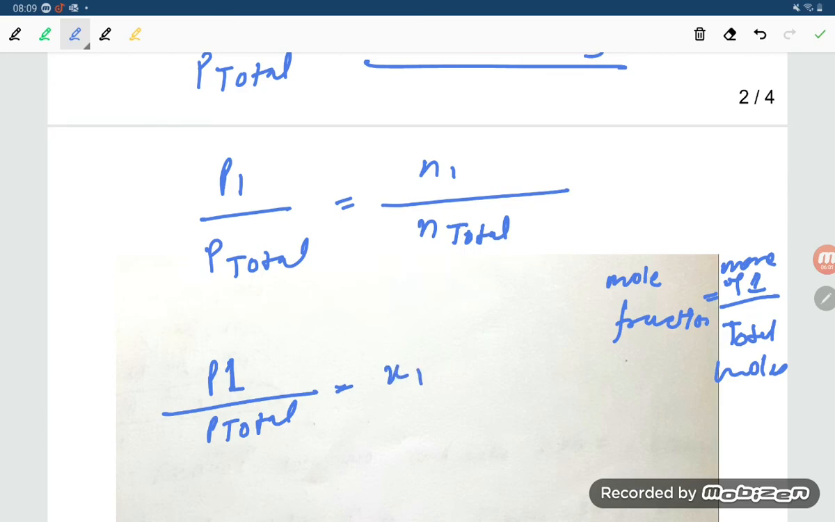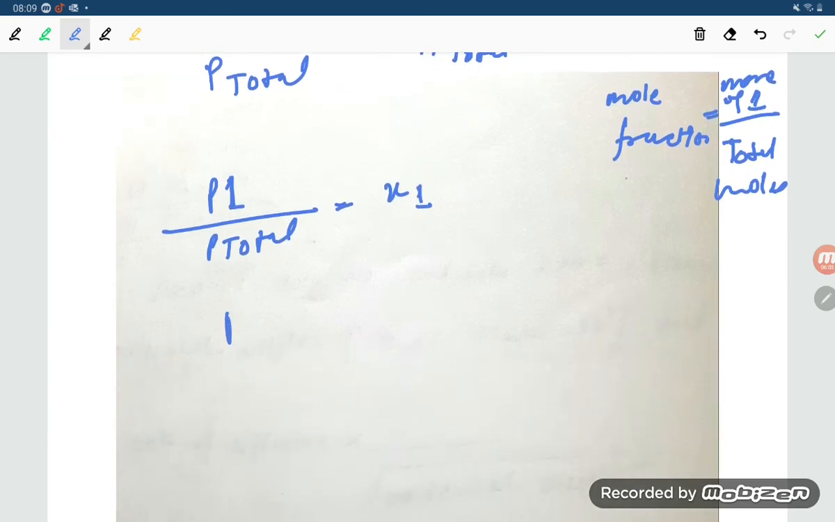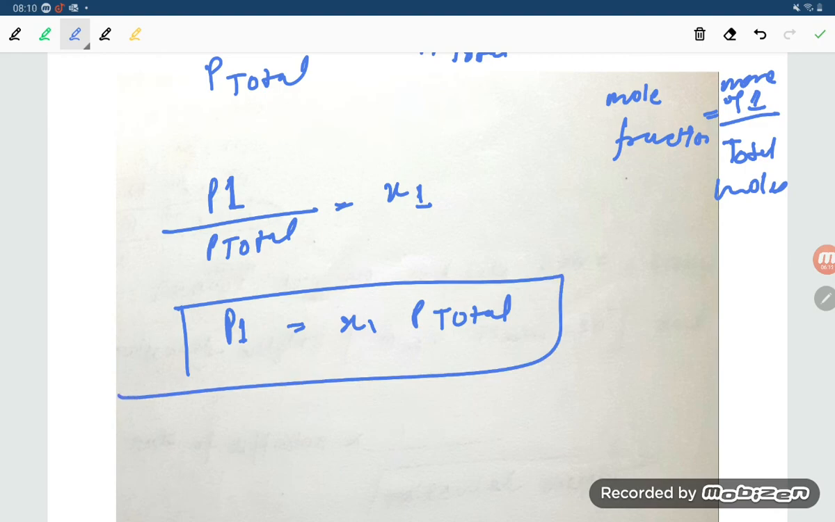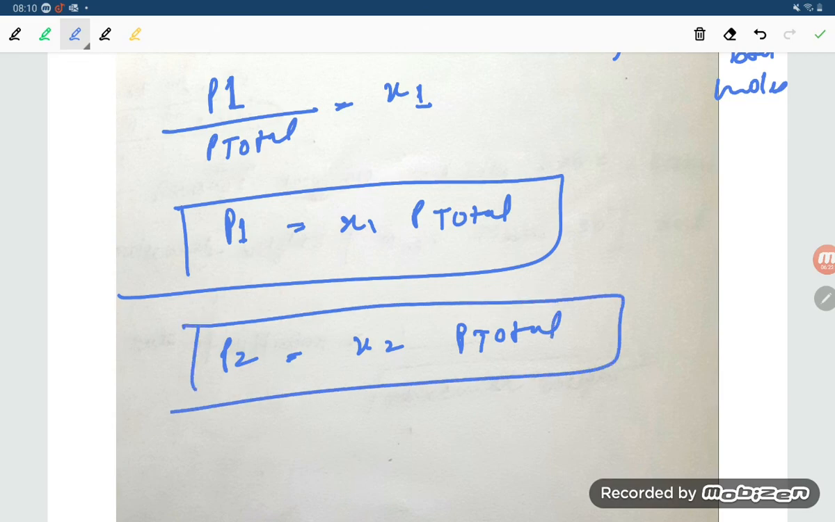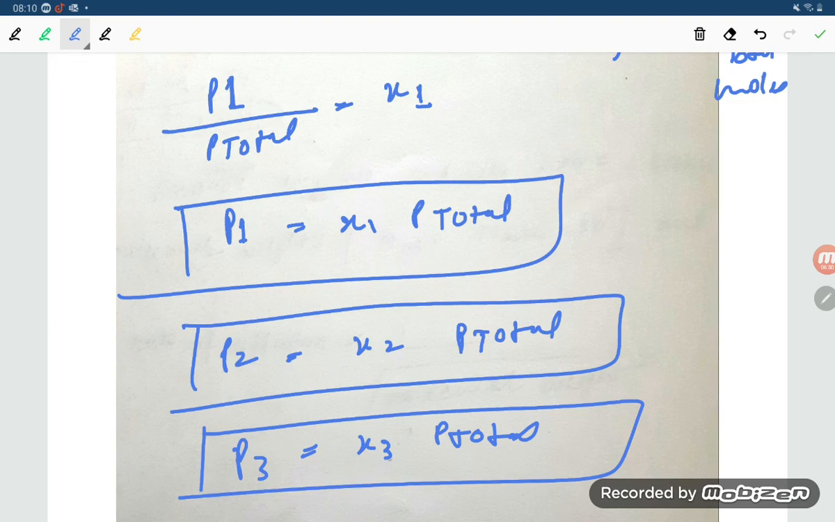So P1 upon P total is equal to the mole fraction X1. So P1 is equal to X1 P total. Similarly, P2 is equal to X2 P total, and P3 is equal to X3 P total. This is all about the relations between mole fractions, total pressure and partial pressure of the gases.